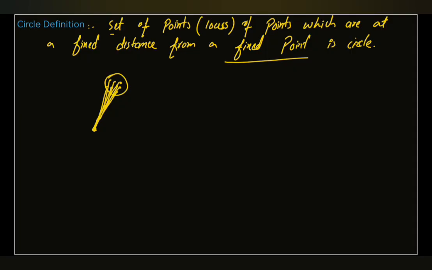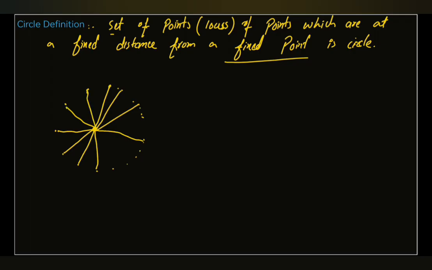The points in this form, here, here, here, are the only way to describe the definition of a circle. For example, here the distance of this point from the fixed point is the same. All these points have the same distance from the fixed point. So these points satisfy the definition of a circle.